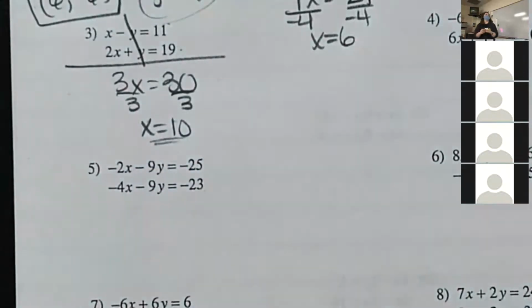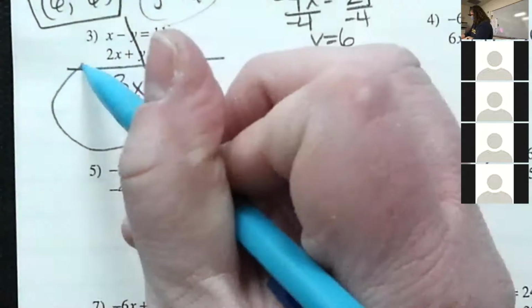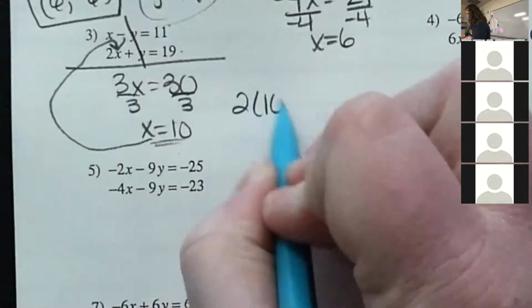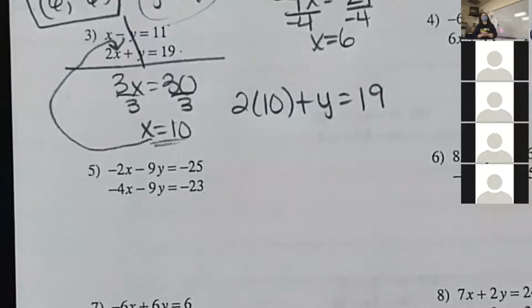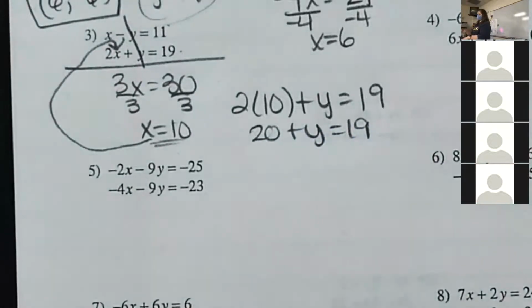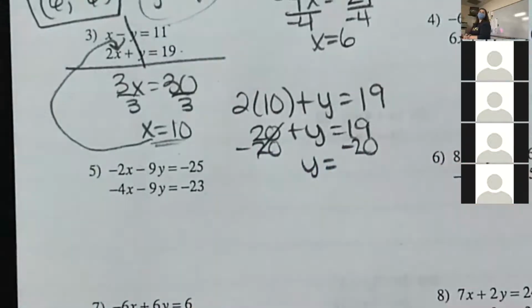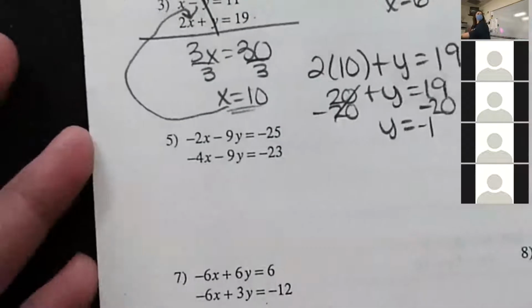Okay. Now remember, I still have to find y, so I just have to plug it in. Doesn't matter if you plug it in the top or bottom. Let's do it in the bottom one, just so I can get some other, doesn't matter. So I have 2 times the 10 plus y equals 19. Well, what is 2 times 10? 20 plus y equals 19. Got to get rid of that 20. So subtract it over. Y equals what? -1. Don't forget your negative sign. X comma y, 10, -1.